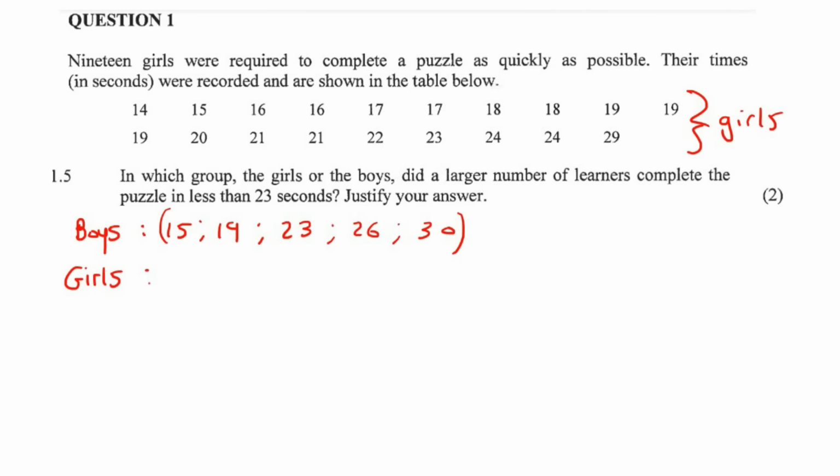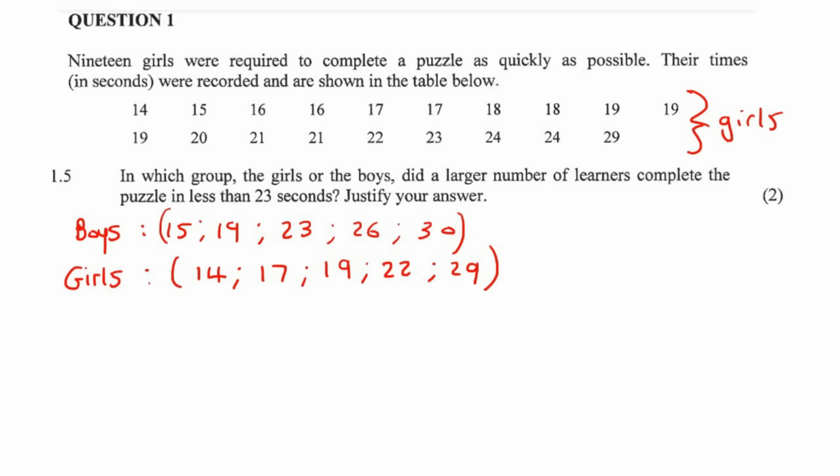So for the girls, we need to remember what their 5-number summary was. And so if you go back to your box and whisker, we know that their minimum value was 14. Q1 was 17. The median was 19. Q3 was 22. And their maximum was 29. Okay, so that was the girls' box and whisker.